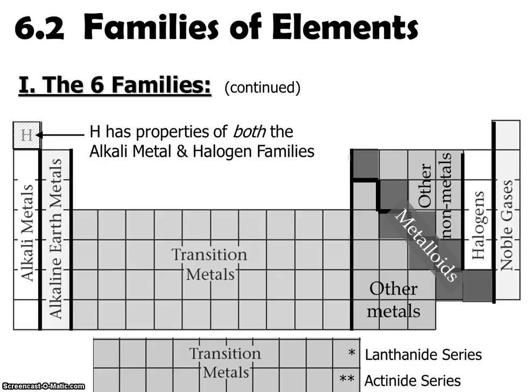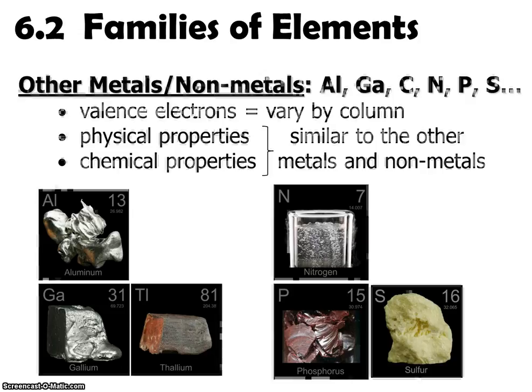There are 2 other categories that don't really have a specific name, but we should mention. There are the other metals and other nonmetals that fill in these categories, where carbon, oxygen, fluorine, lead, aluminum, tin. So they don't have specific names. They're just sort of in the other category. And their valence electrons vary by column, and their physical properties are pretty generically similar to the other metals and nonmetals.